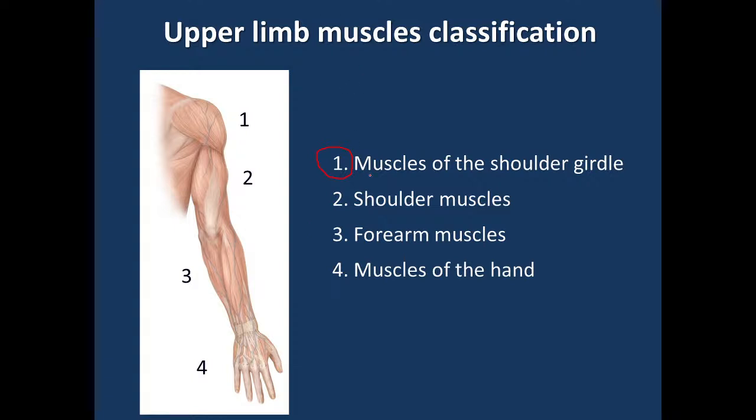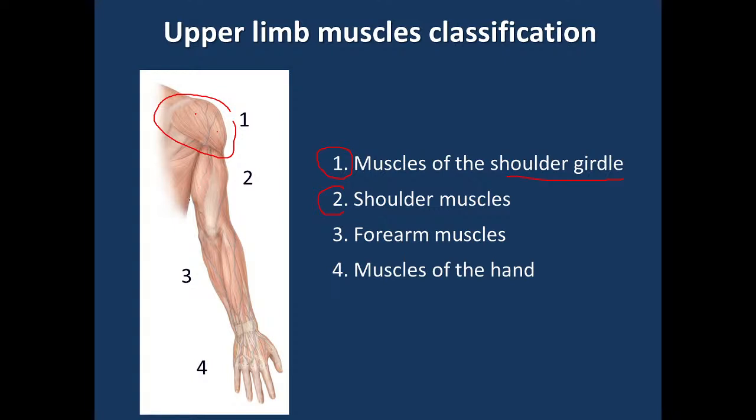So, the first group is muscles of the shoulder girdle. This is this group. The most popular muscle we call deltoid. Deltoid here. The second group is muscles of the shoulder, or shoulder muscles. There are two groups. The posterior group we call extensors, and the anterior group we call flexors.